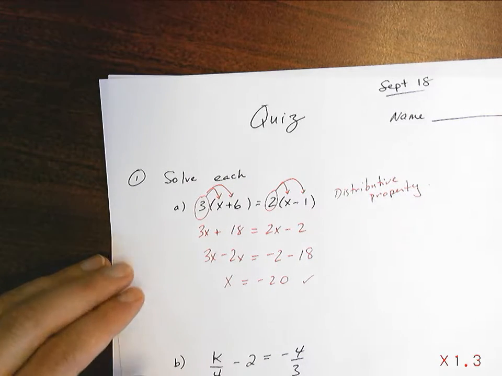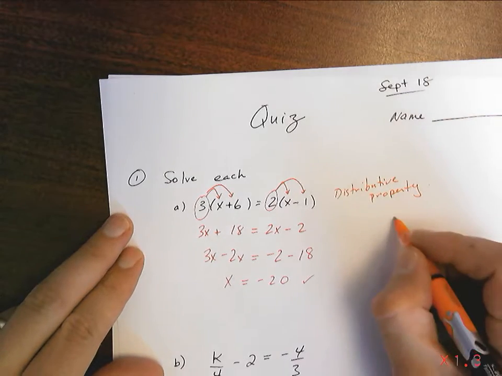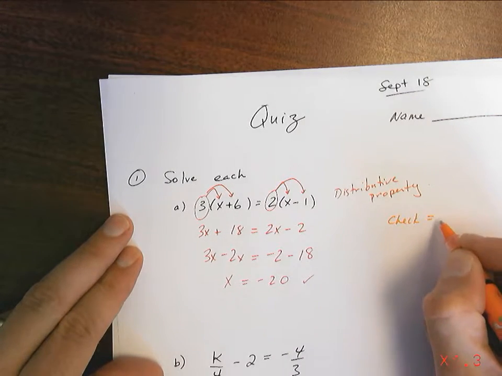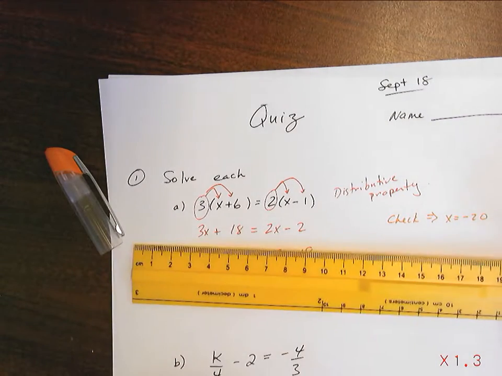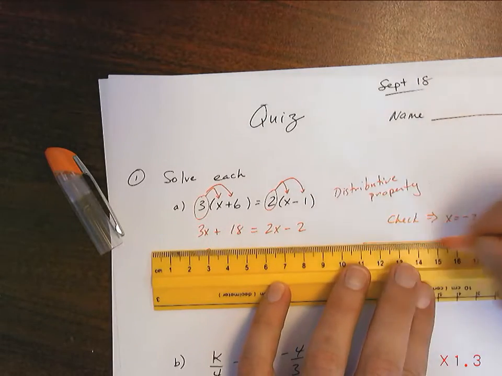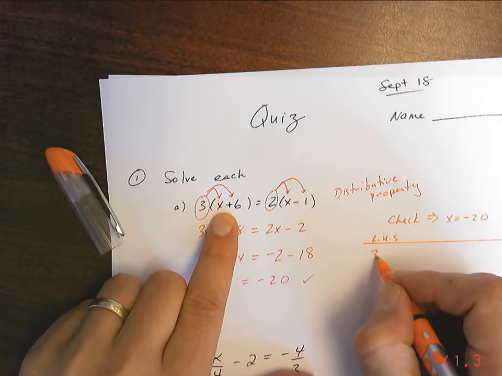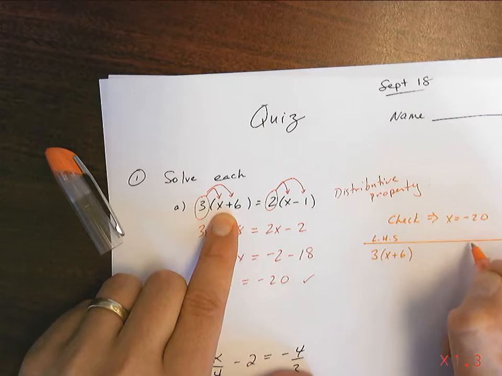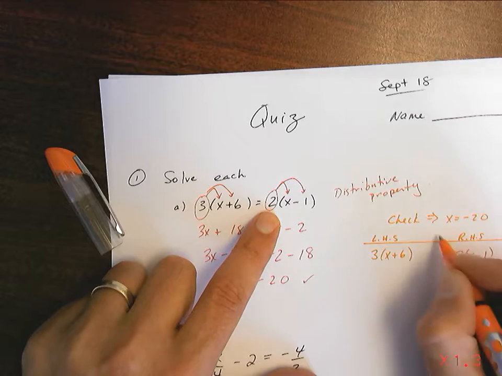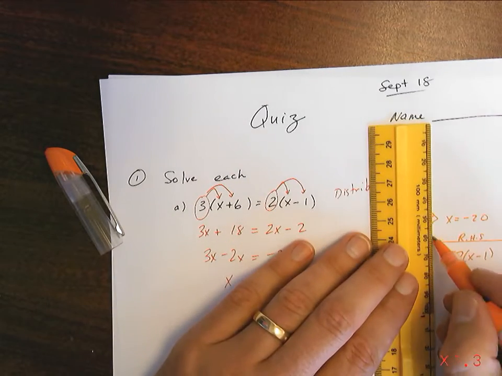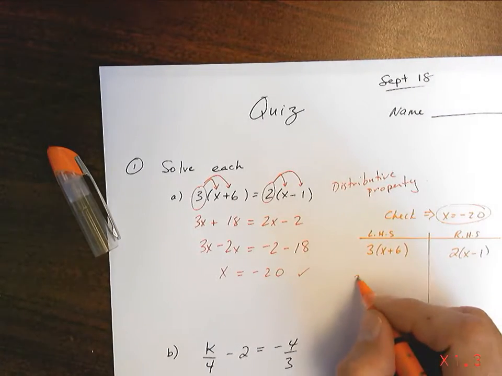And that's it. Now, something I didn't ask you to do on here, but I have a captive audience, so I'm going to show you how we can check this. We're going to check our answer, x equals negative 20. You're going to do that by taking a left-hand side and a right-hand side. So my left-hand side of the equation is 3 times x plus 6, and the right-hand side of the equation is 2 times x minus 1, and they're supposed to be equal.